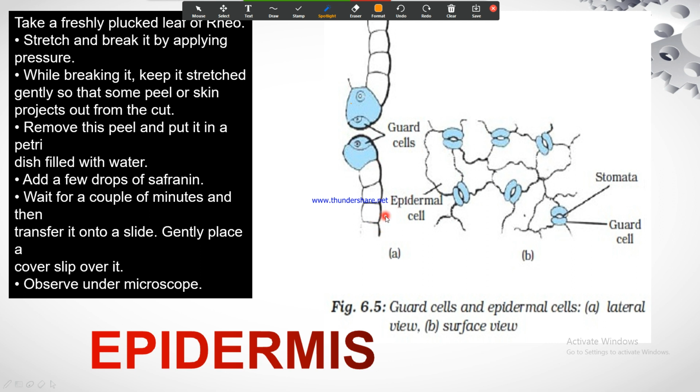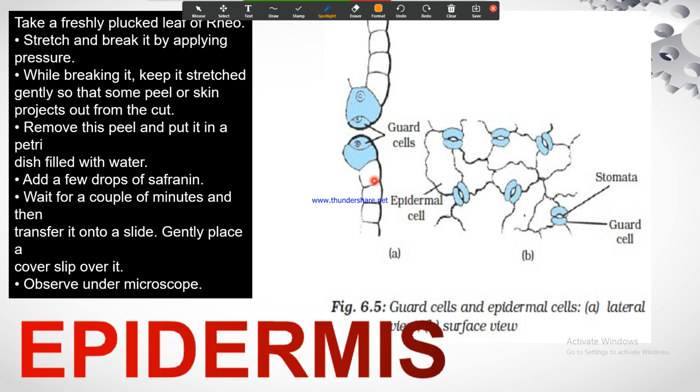So this epidermis is always a single cell layer thickness. One more cell layer will not be there. Like a chain of beads, check this one, the entire epidermis is single cell thick. It is a single layer thickness. And this is the structure we can observe. Like this it appears. Clear?